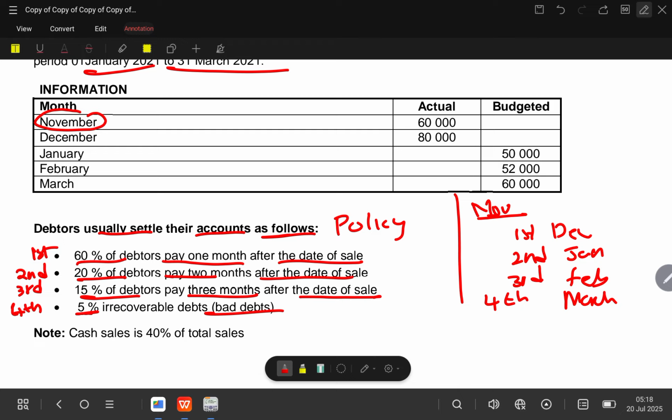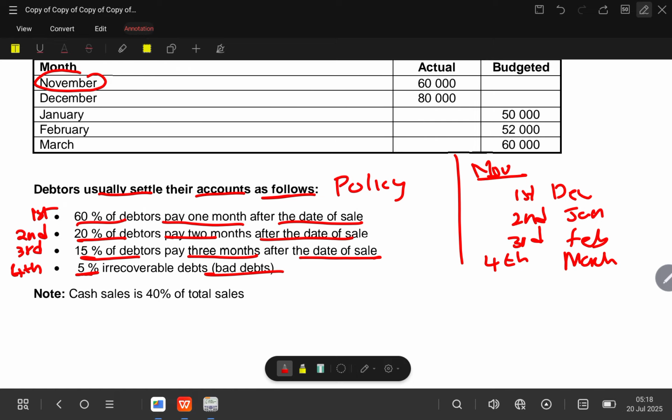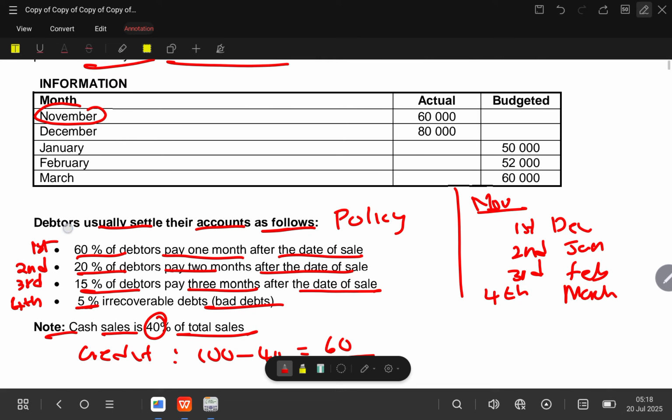There are some questions that I've seen where they also ask learners to calculate the amount of bad debts that will be written off, so you need to keep that in mind. Okay, so let's continue with our lesson. They're saying that note that cash sales is 40% of total sales. So obviously, if cash is 40, it means our credit is going to be 100 minus 40, which will give us 60%. So our credit sales in this case will be 60%. When we do our calculation, we need to remember that. So we are going to do that together.